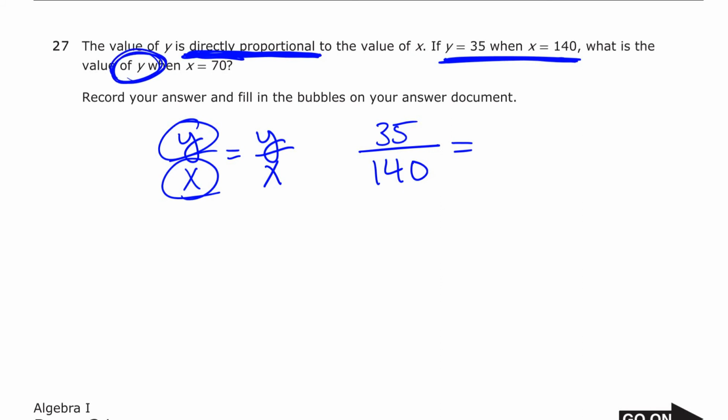What would the value of y be? We don't know what y is, so I put a y there, when x is 70. So I put a 70 on the bottom. And now we simply solve this. In order to get the y on its own, I need to get rid of that 70. Right now it's dividing, because the fraction means divide.